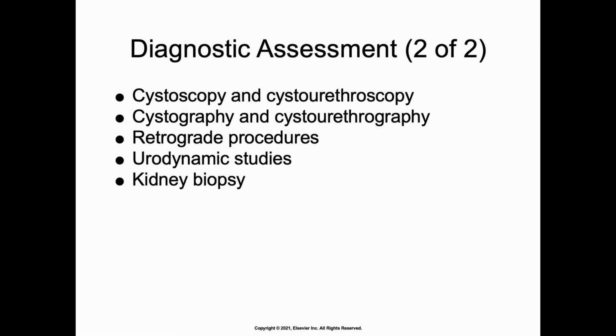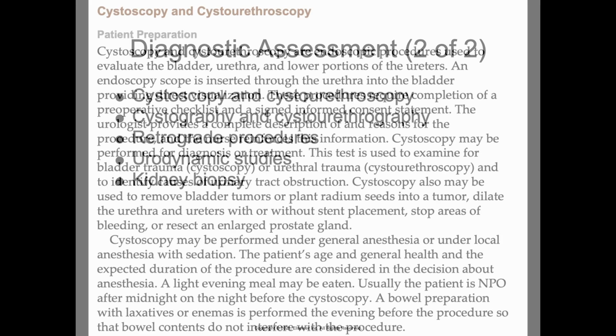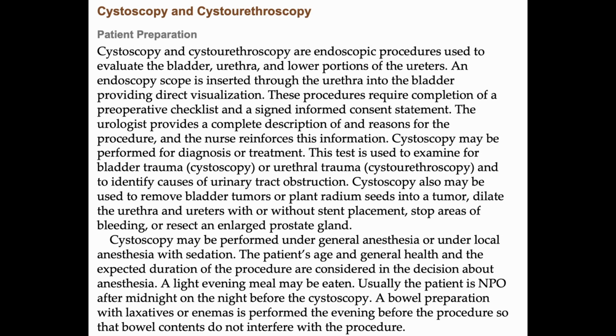Diagnostic assessment, more of it. So you have your cystoscopy and your cystourethroscopy. This evaluates the bladder, urethra, and lower portions of the ureter. It's given with general or local anesthesia. The patient is NPO at midnight. These patients need a bowel prep, okay? So they may give them a GoLYTELY or maybe Dulcolax for them to get that bowel prep to clean out their bowel.